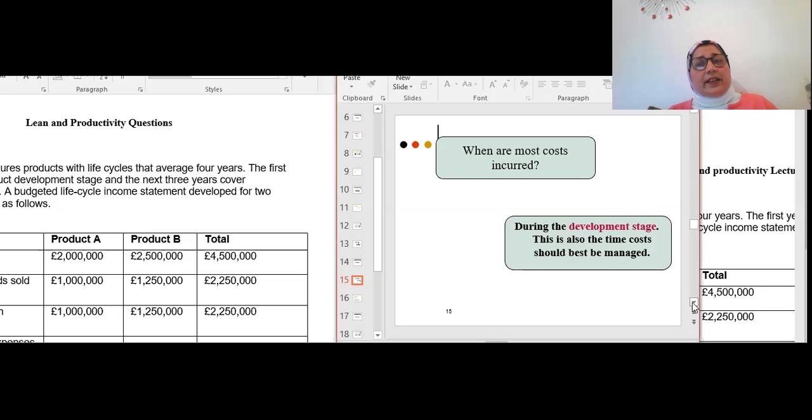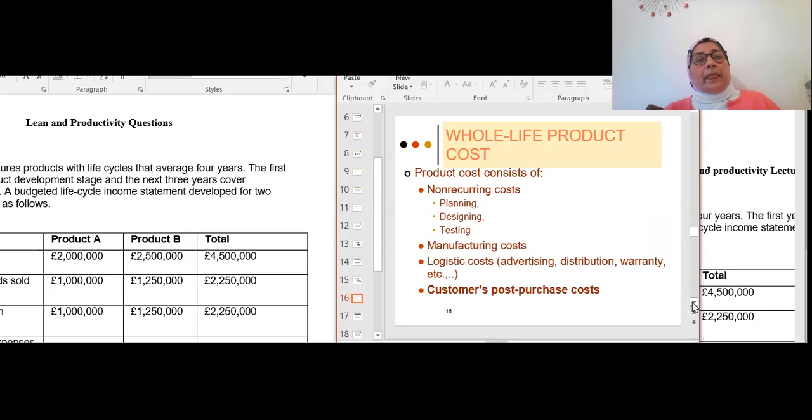During the development stage there are always some costs, although it's development. Some researchers classified the product life cycle and compared the normal product life cycle with a whole product life cycle. The product life cycle is the planning, design, testing, product manufacturing, logistics, including advertising, distribution, warranty, etc.